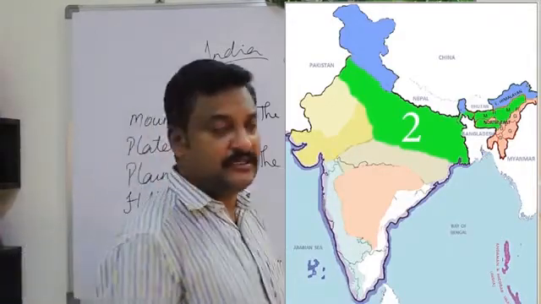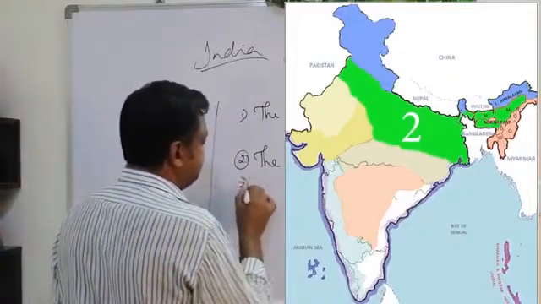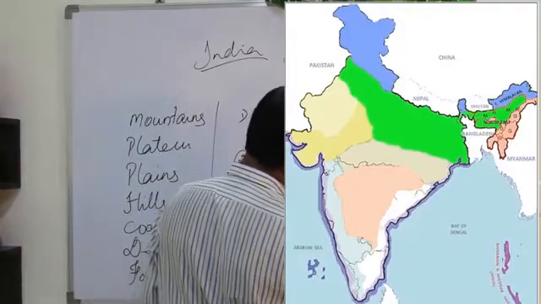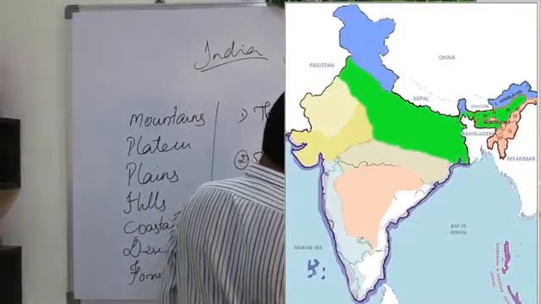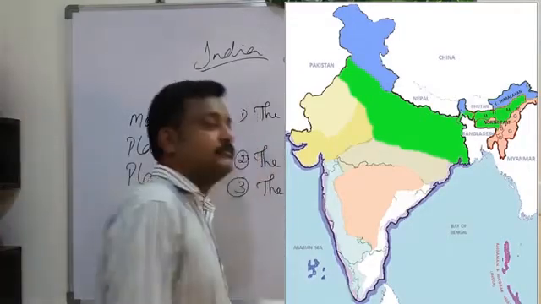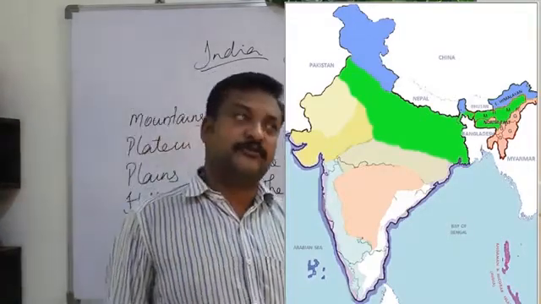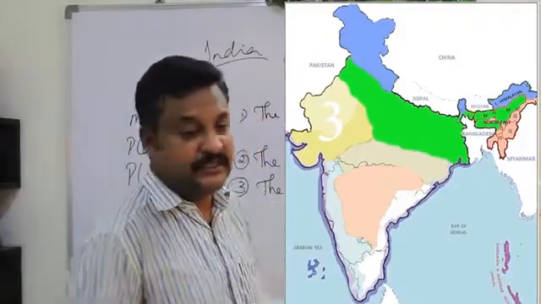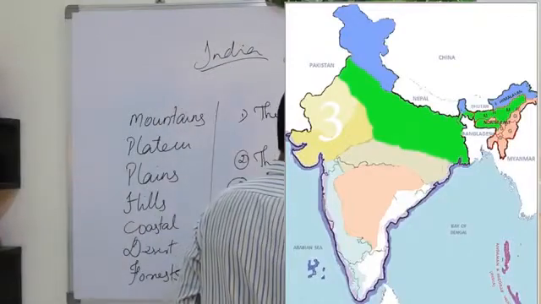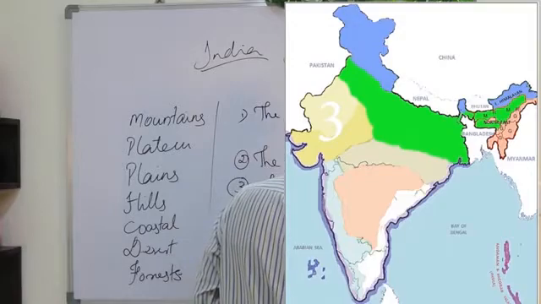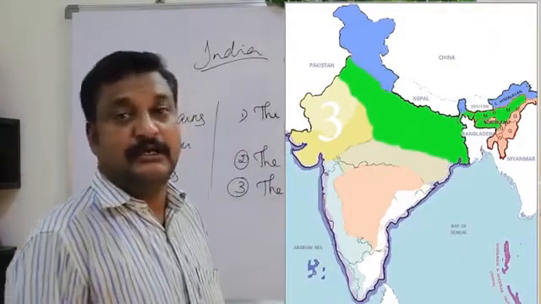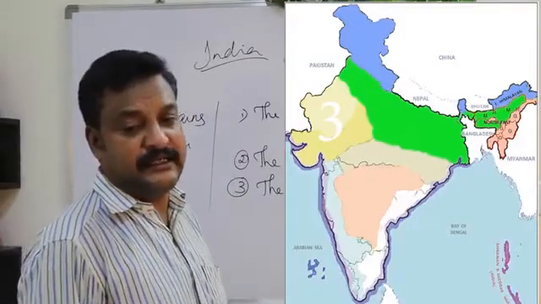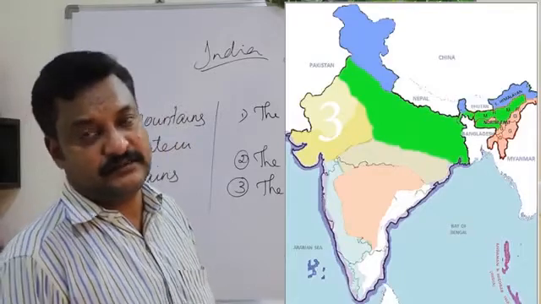Okay. Now, the third is the Great Indian Desert. Right? In the north itself, to the west of the plains, we have a desert, which is also known as the Thar Desert. Yeah, the Rajasthan region of India is a desert region. Yes, that is the Great Indian Desert or the Thar Desert.